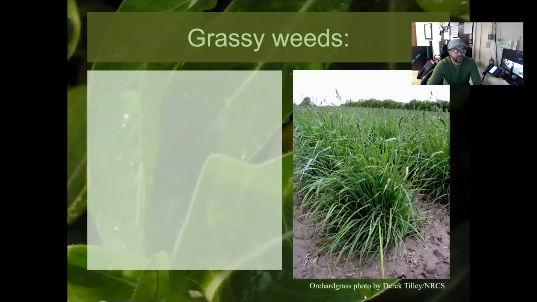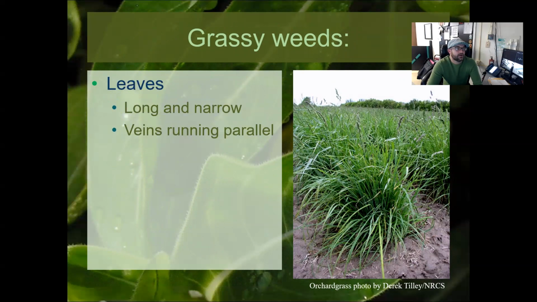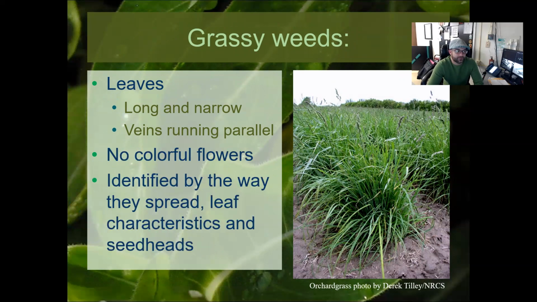Colorful flowers. And looking at grassy weeds, these leaves are long and narrow, with veins running parallel, and they typically get longer quicker than a regular grass. No colorful flowers on these, and they're identified by the way they spread, leaf characteristics, and the seed heads that come out. If you are at the point where you are getting seed heads, that's not good, because once you cut those back, those seed heads can get into your soil and start growing even more weeds.